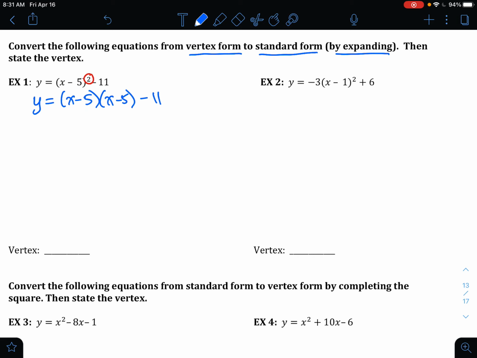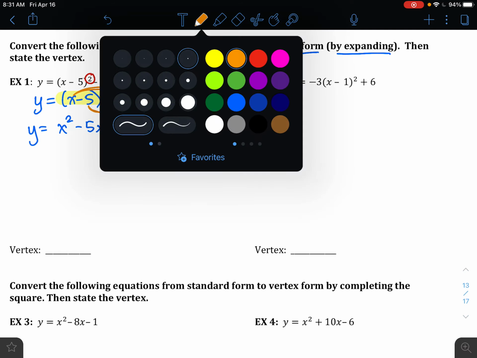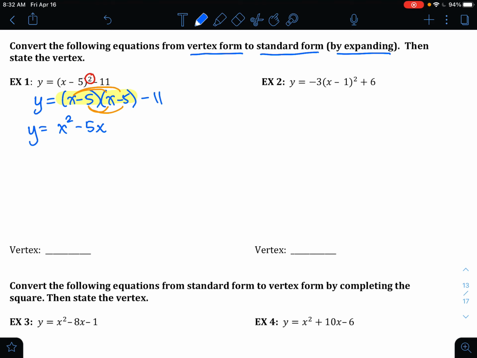Okay, now I can really see it. Now I'm going to multiply out just this section, so I need to distribute. First of all, x times x, I'm going to have x squared. And then x times negative 5, negative 5x. Then I grab the other negative 5 times x, negative 5x, and negative 5 times negative 5 turns it positive, to 25. And then bring down your minus 11.